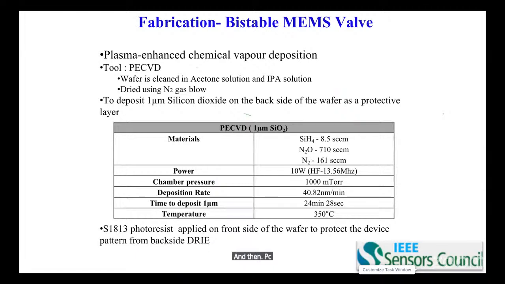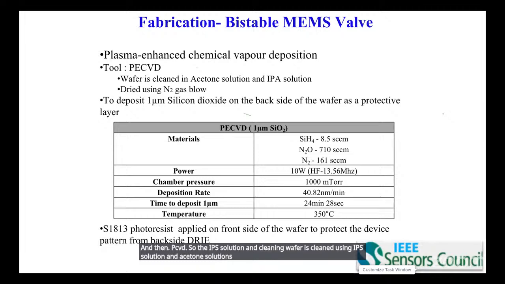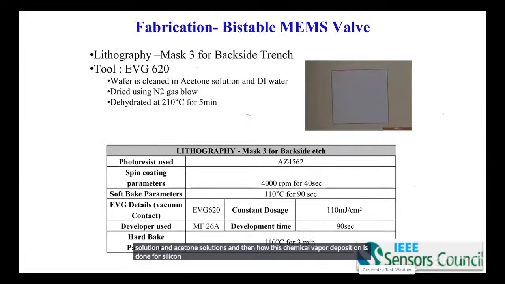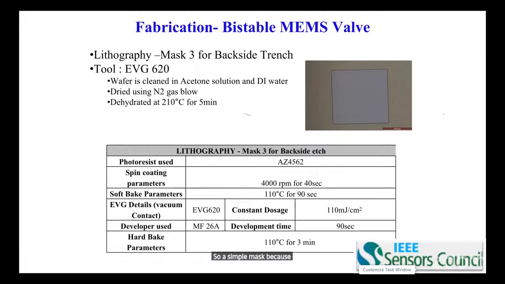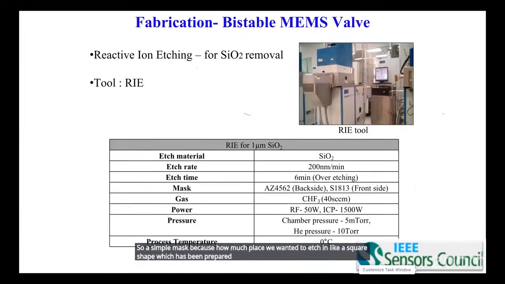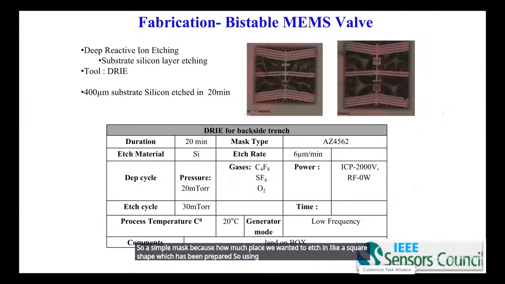And then PECVD. The wafer is cleaned using IPA solution and acetone solutions. And then this is how chemical vapor deposition is done for silicon dioxide. And as I said, we do not have the third mask. Now this is the fourth mask, which is the backside etch. A simple mask, because we wanted to etch a certain place in a square shape, which has been prepared. So using this RIE tool, the backside is removed.